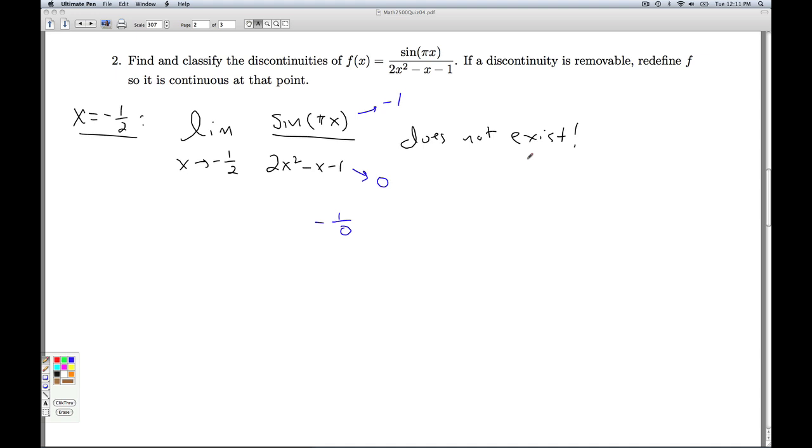If we wanted to be a little more precise about it, we could approach negative 1/2 from the left, negative 1/2 from the right, and see which infinity it's heading off to. But if you have a non-zero number over 0, that limit's not going to exist. So what does that mean? The discontinuity at x equals negative 1/2 is essential. In fact, if you go through the analysis, you see you're going to get a vertical asymptote there. So x equals negative 1/2, it's an essential discontinuity. There's no helping it.